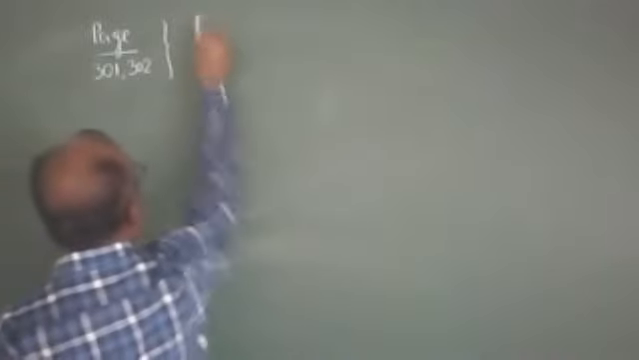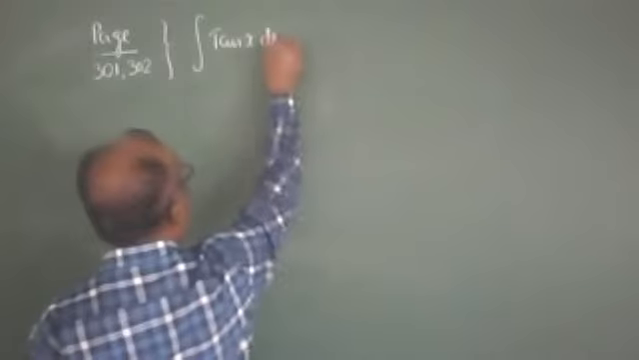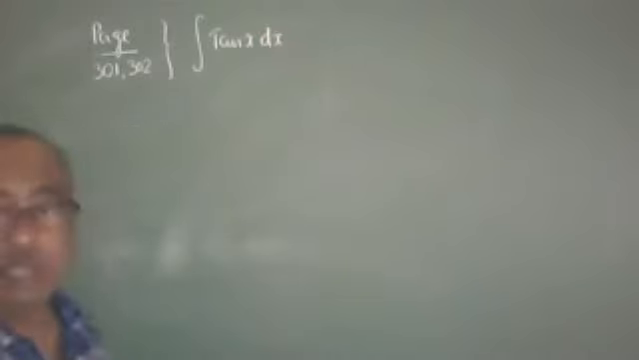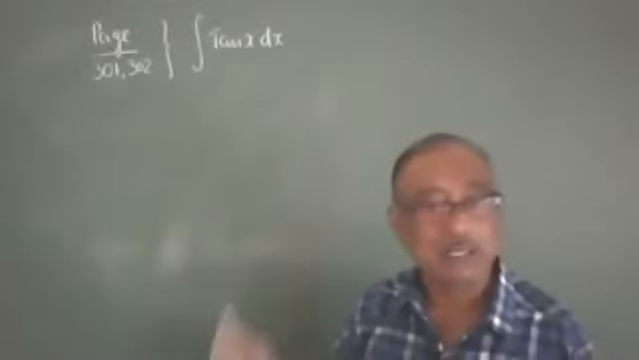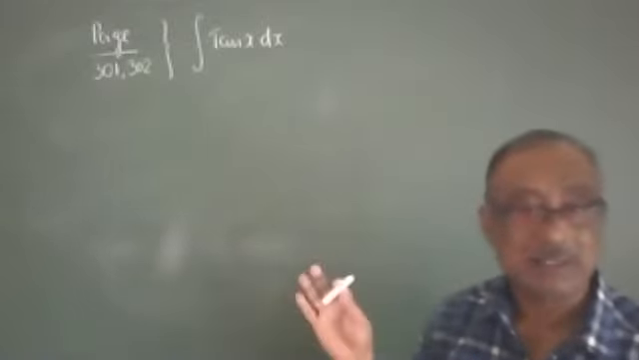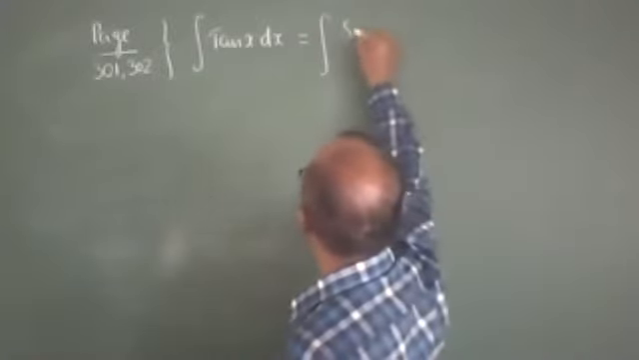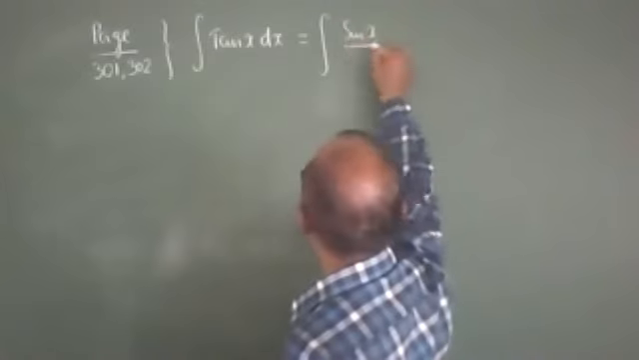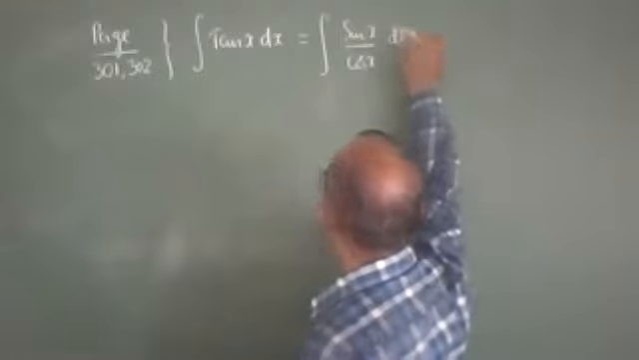First one, integral of tan x into dx. Write tan x in terms of sine by cos. Tan means sine by cos. Integral of sine x by cos x into dx. Now we can see.